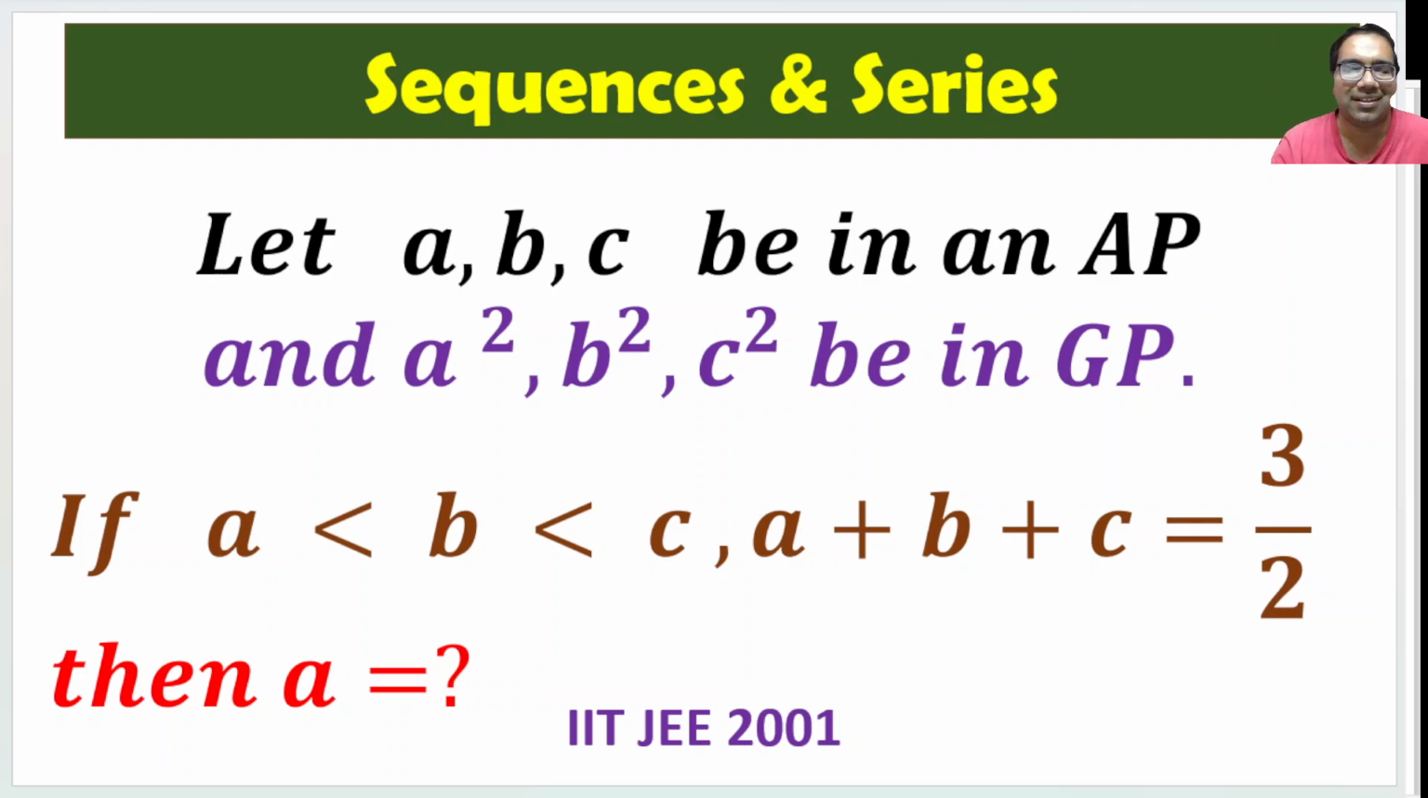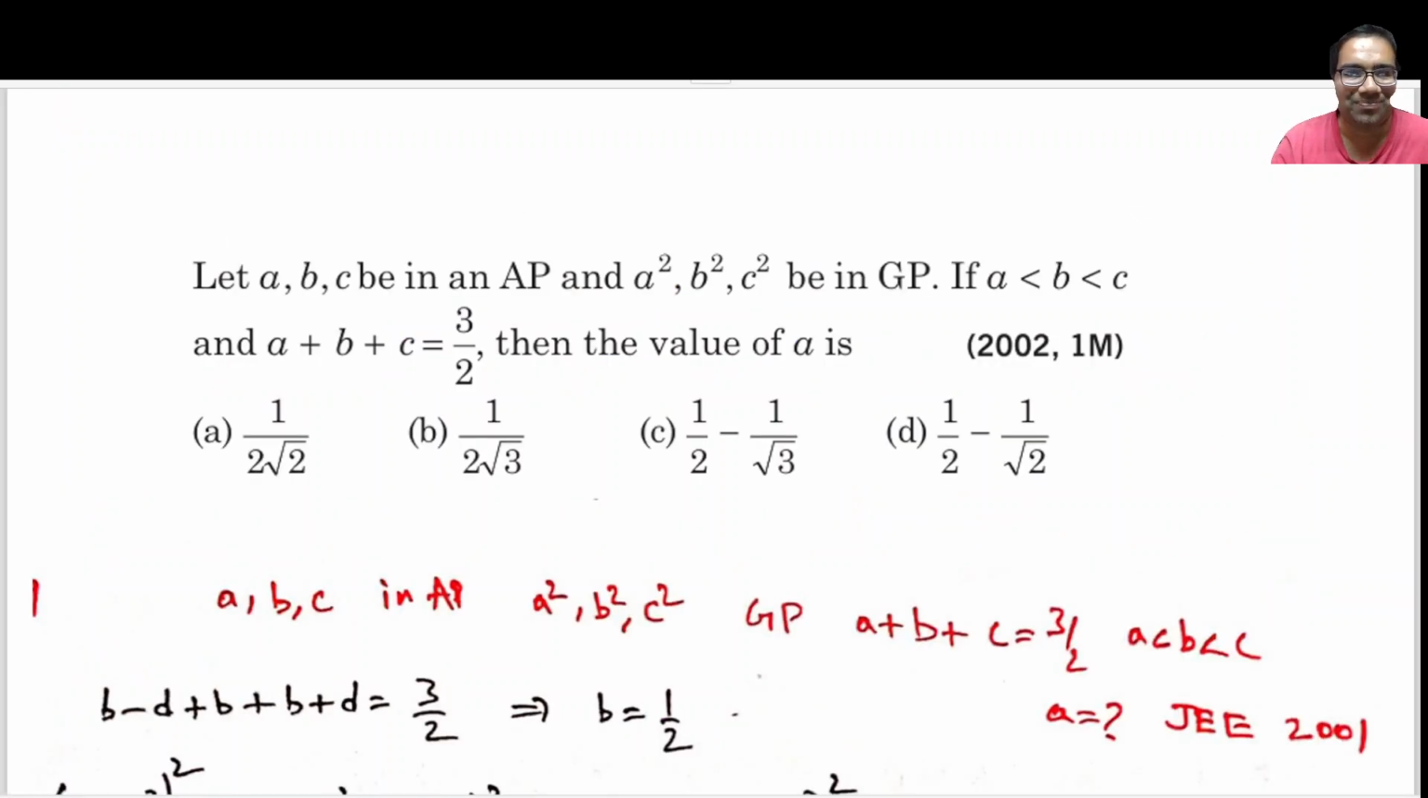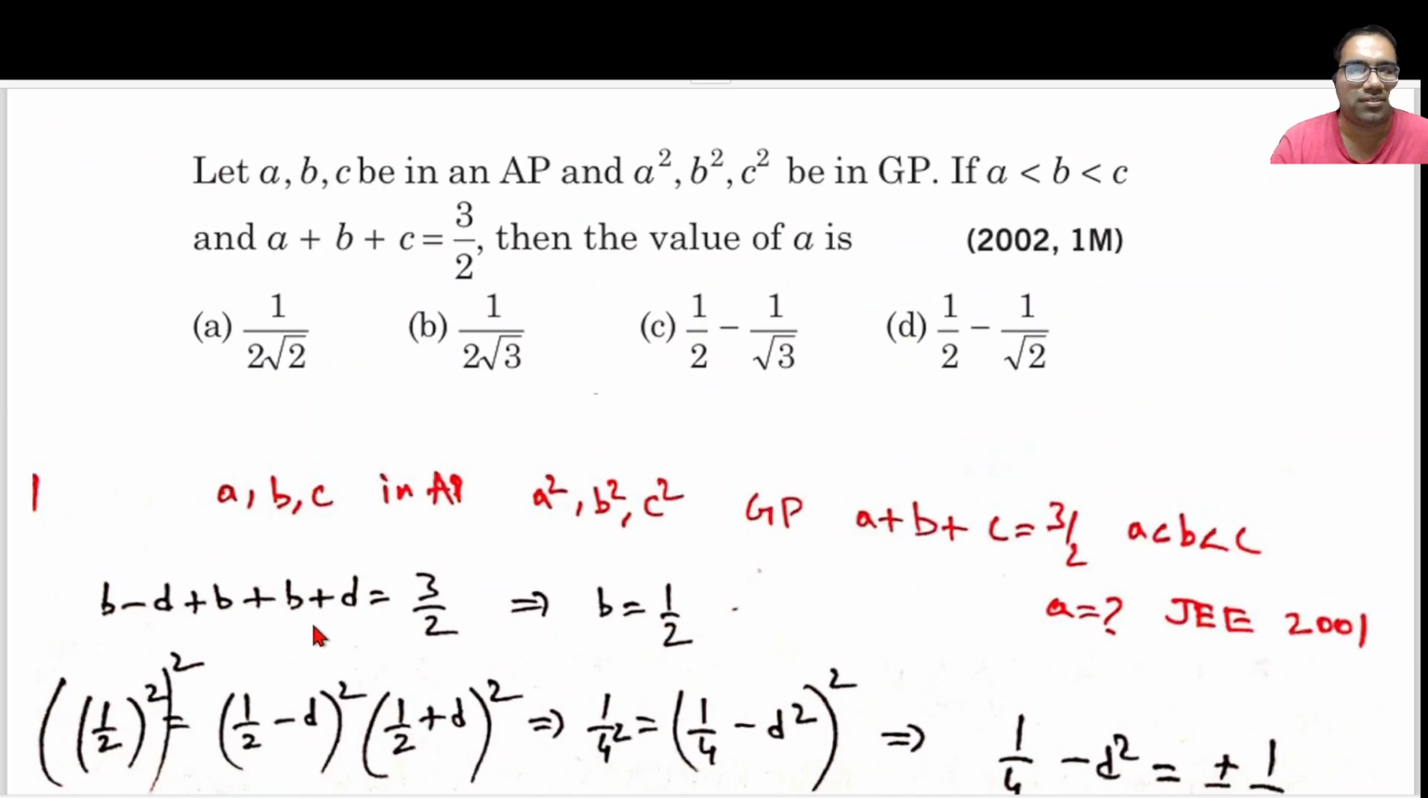Just by looking at this, we know this, right? Otherwise, we can call the middle one B, A as B minus D, and C as B plus D. Then this D and this D will get cancelled. 3B equals 3 by 2, or B equals half. But when three numbers are in AP, we should be able to directly say that B equals half.